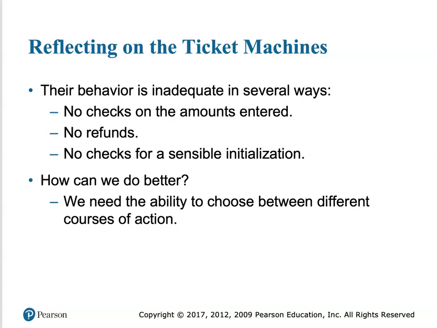If you remember from the earlier videos, the early ticket machine would print a ticket if we didn't enter enough information. It didn't offer a refund if we put in too much money. And there were no checks in the constructor to make sure that it was actually a ticket machine that wouldn't spew out money instead of take in money. So in order to do better, we need to be able to make decisions. We have to be able to choose two different paths. This is just a quick review of how the if and if-else statements work.